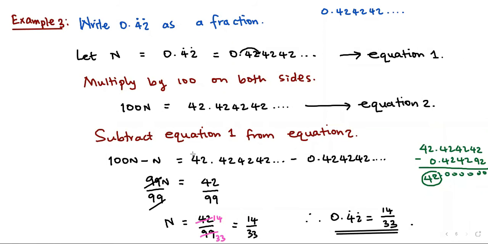Now, let us get example number 4. This time we will have an example when we have 3 digits repeating after the decimal point. Let's have that as example number 4.